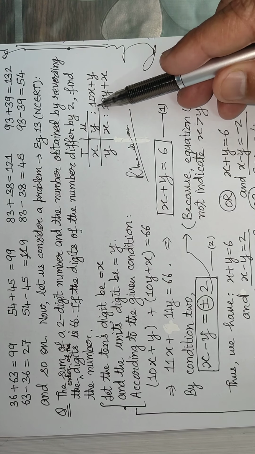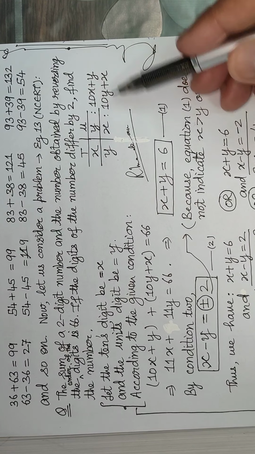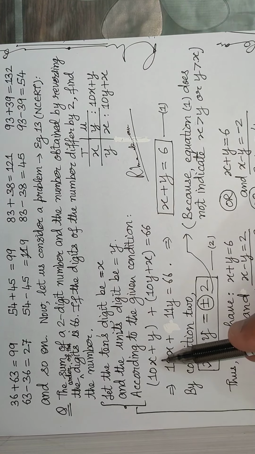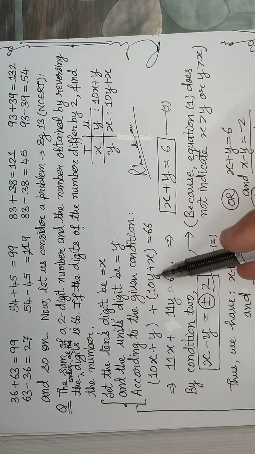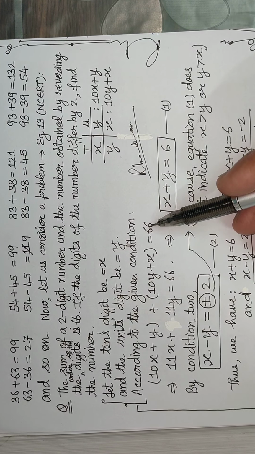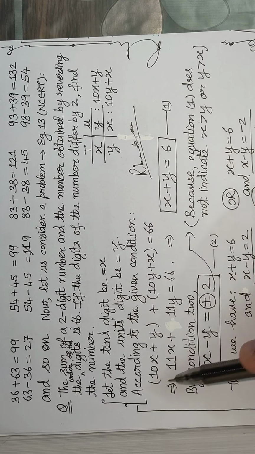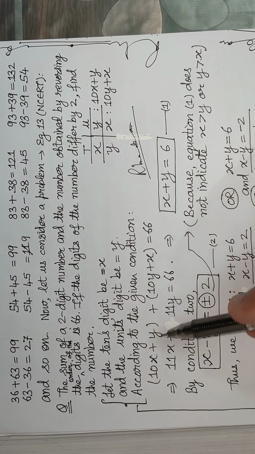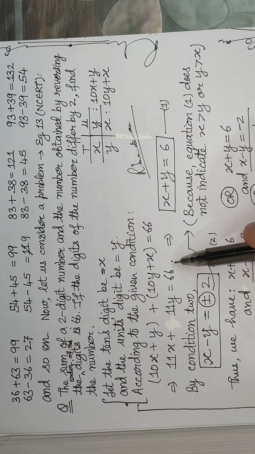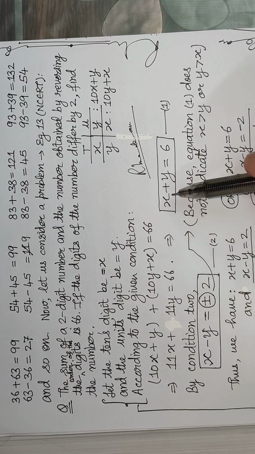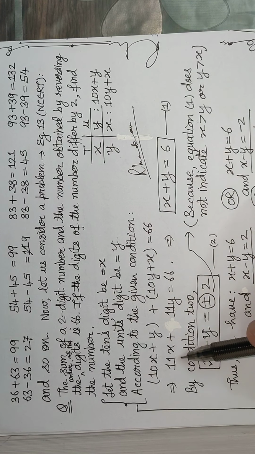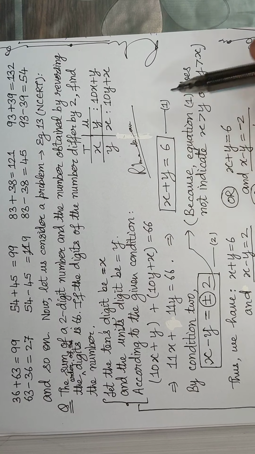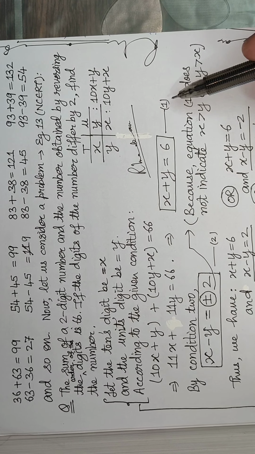So we are talking about this number and their sum. So that gives us 10x plus y plus 10y plus x equal to 66. So you have 11x plus 11y equal to 66. The whole equation gets divided by 11. So you have x plus y equal to 6. This is our first equation.